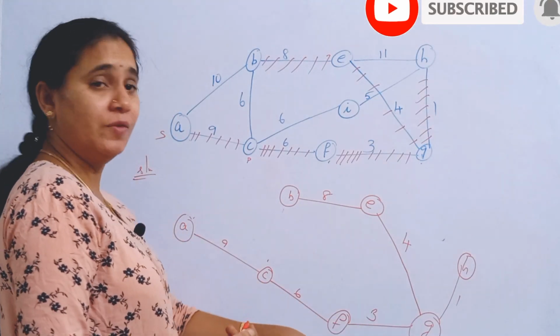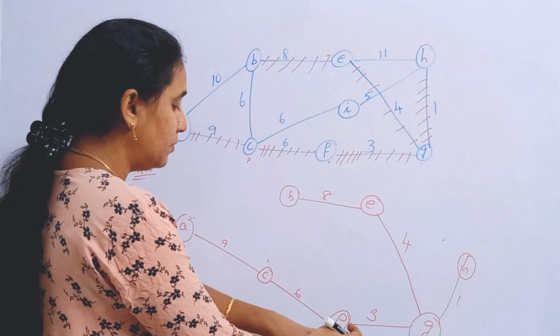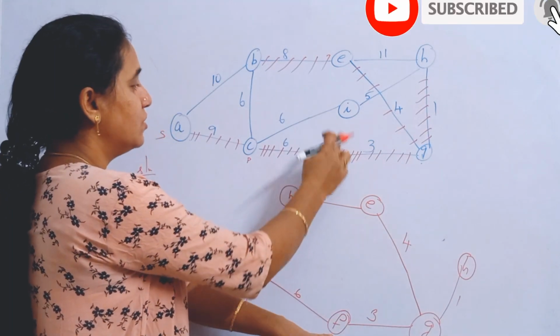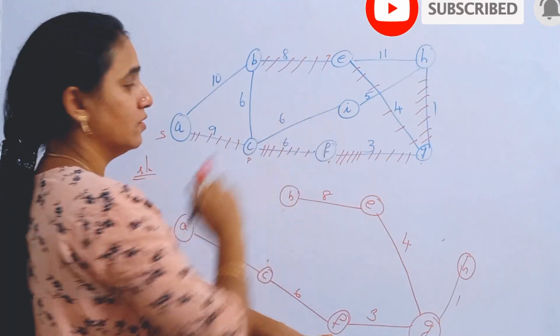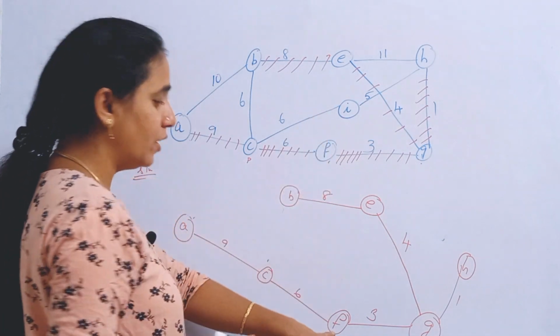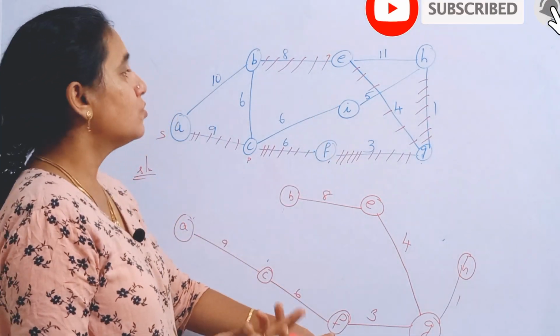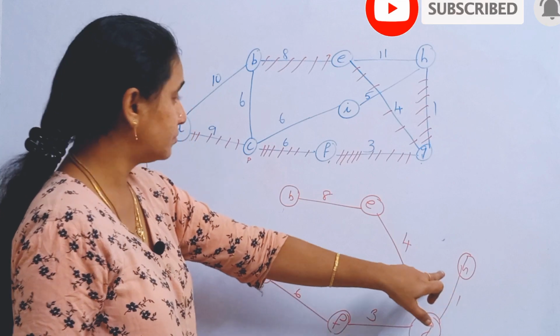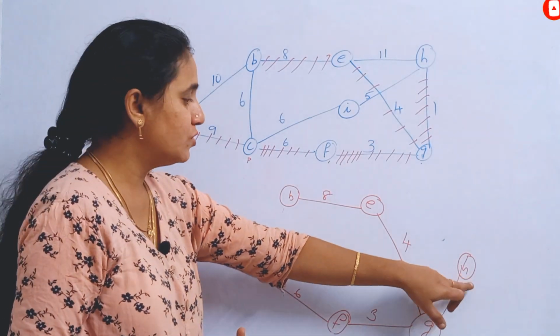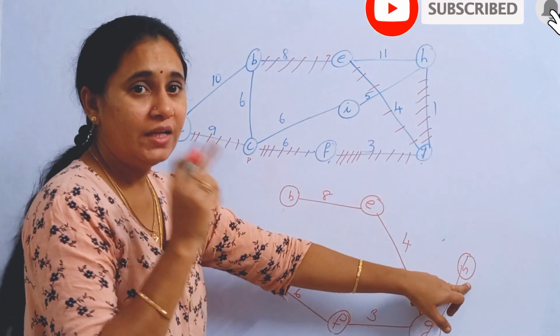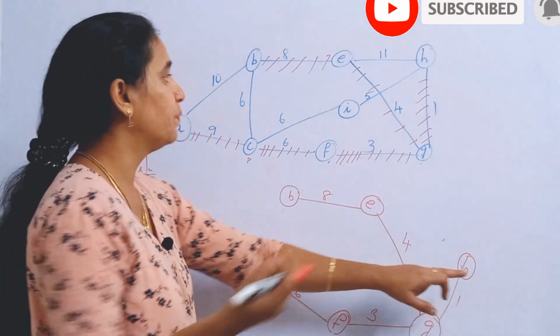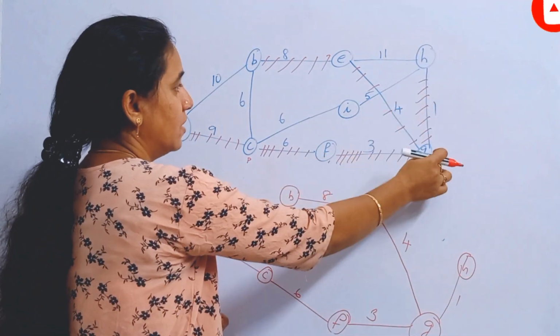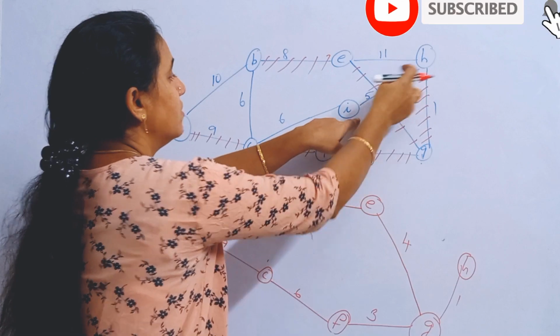So from F, you see, are there any edges that are passing? All are selected, so I cannot see any. So now you see for H. If you see for H also, is there any edge that is unselected? This one is selected. So only one edge is present.